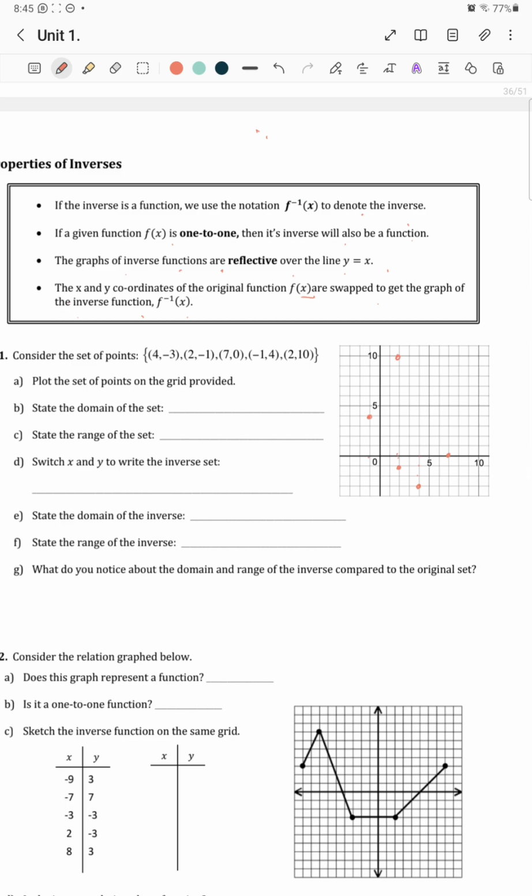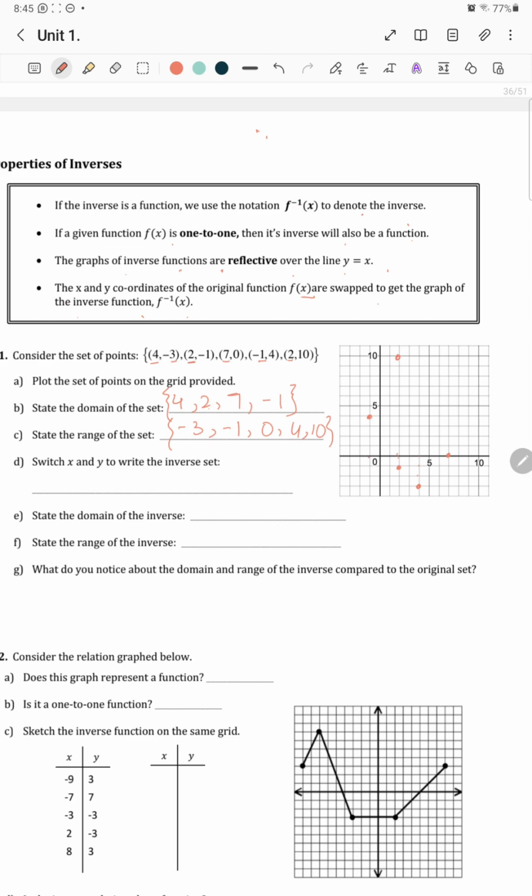So we have already learned about the domains. The first elements are called the domains. So it's going to be 4, 2, 7, minus 1. Again it is 2, so we can write it one time. What is the range of the set? The second elements are called range.